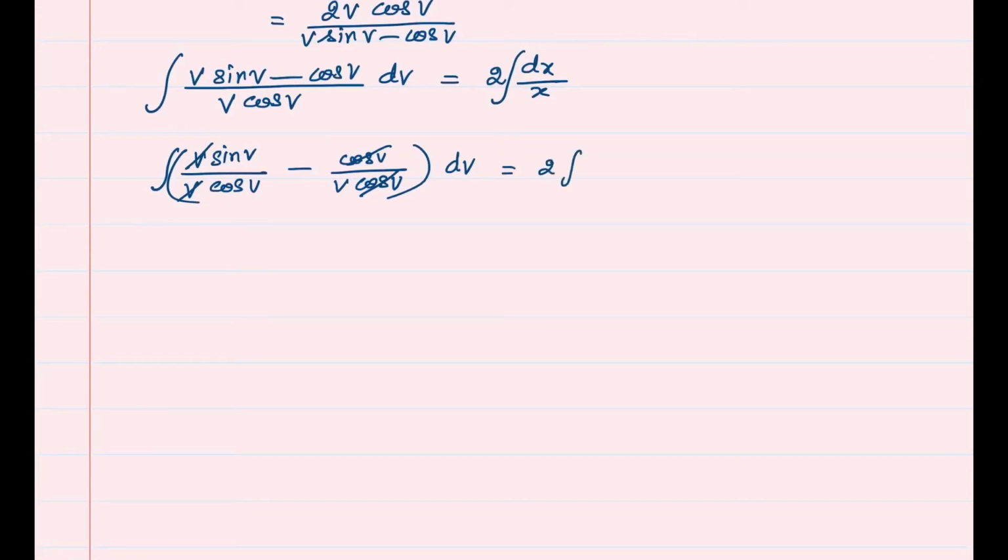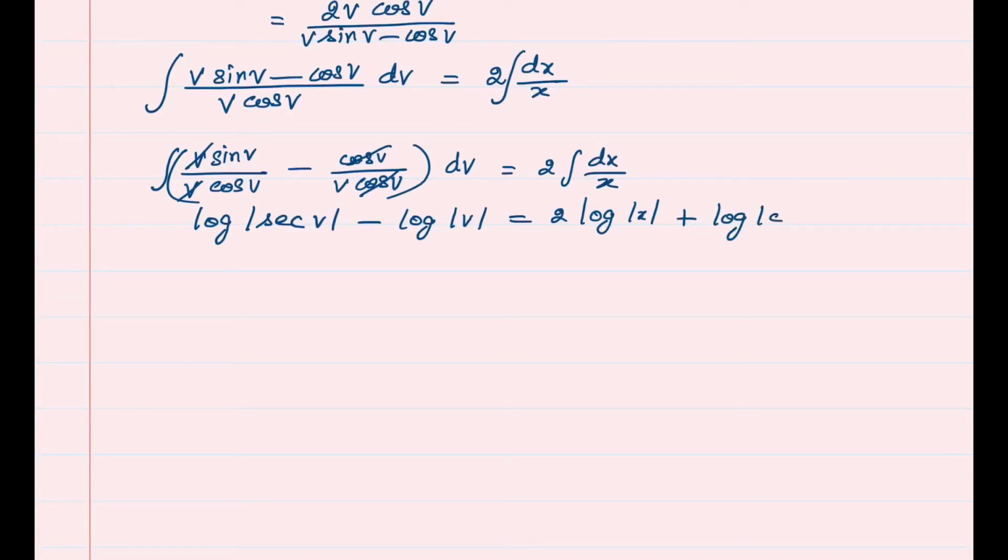Equal to 2 times integral dx divided by x. The first term becomes tan v, and the integral of tan v is log of absolute value of secant v, minus the second term is 1 by v, whose integral is log of absolute value of v, equal to 2 times log of absolute value of x. Since all these terms have log functions, we will write the constant of integration as log c.